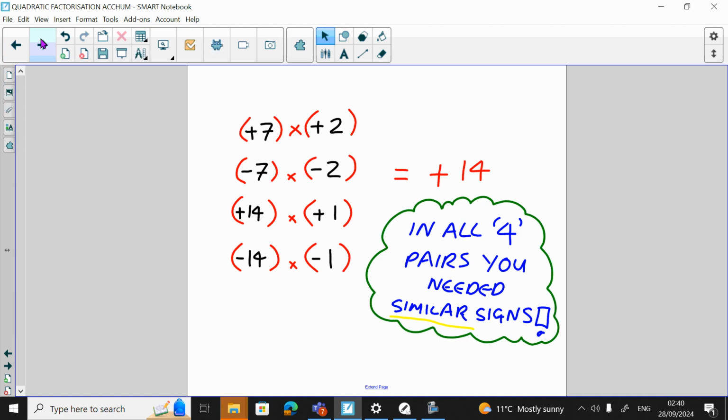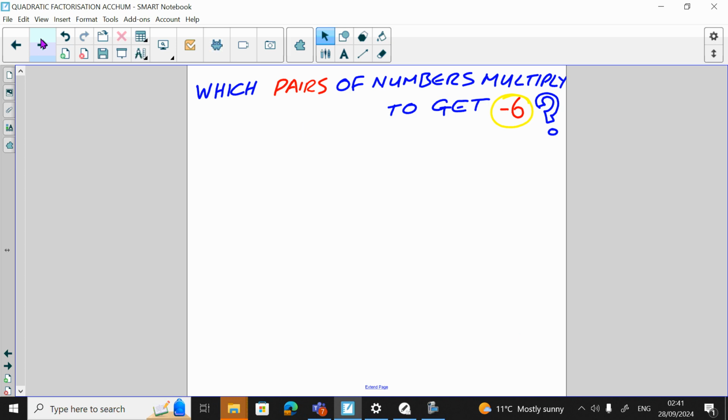That's what we're driving at here. We had to have similar signs in the brackets. So pay attention to that. We had to have similar signs there.